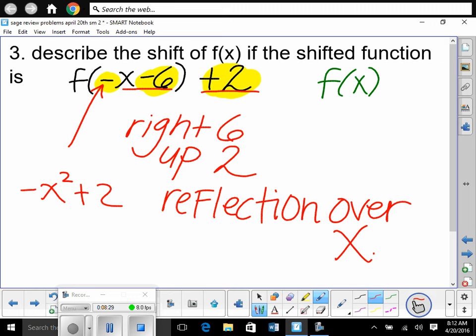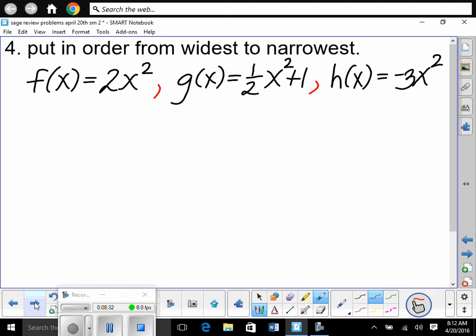All right, next one. This one you don't need to write down. Just look up here for a second. Don't write this one down. It says put in order from widest to narrowest. So we're going to put this in order from widest to narrowest.